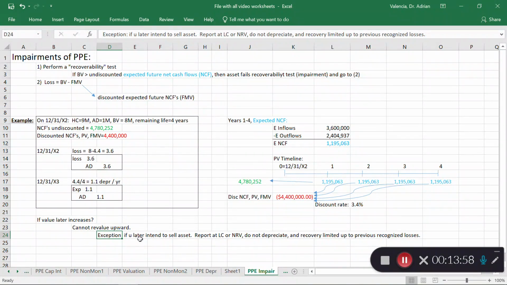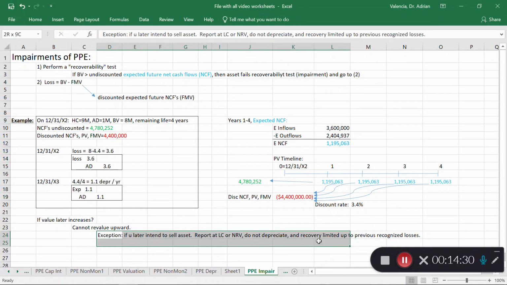Because at that point, that asset that you're intending to sell will be treated kind of like inventory because we'll report it at the lower of cost or net realizable value. So if in reporting it at the lower of cost or NRV, this value is higher than the current book value, then we would maybe be able to recognize some of those previous losses that we took. But the recovery is limited up to those previous losses. So this is a rare exception.